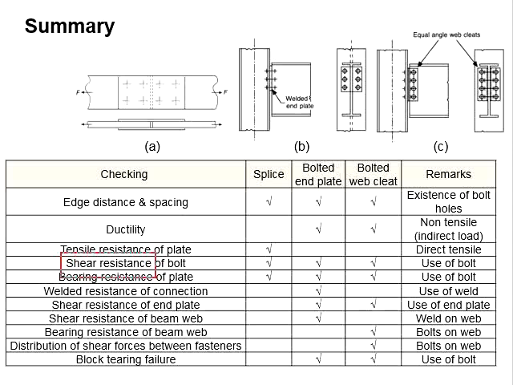Next, you have to check for the shear resistance of the bolt. With the existence of the bolts, you will have to check for the shear resistance of the bolt. As all three connections involve bolted connections, that means all three will have to check for the bolt resistance in shear.